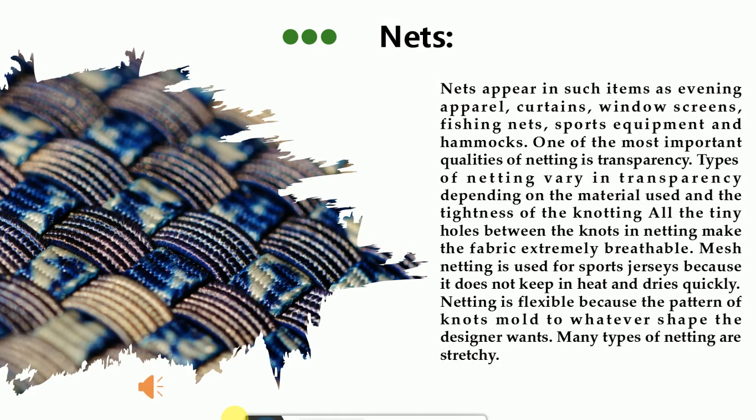One of the most important qualities of netting is transparency. Types of netting vary in transparency depending on the material used and the tightness of the knotting. All the tiny holes between the knots in netting make the fabric extremely breathable. Mesh netting is used for sports jerseys because it does not keep in heat and dries quickly. Netting is flexible because the pattern of knots molds to whatever shape the designer wants. Many types of netting are stretchy.